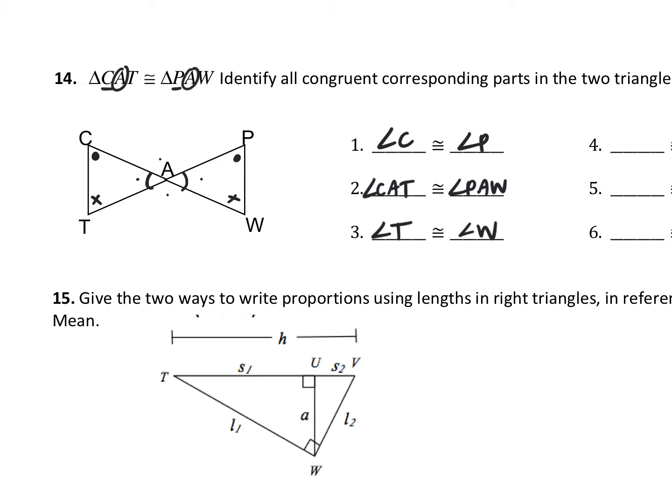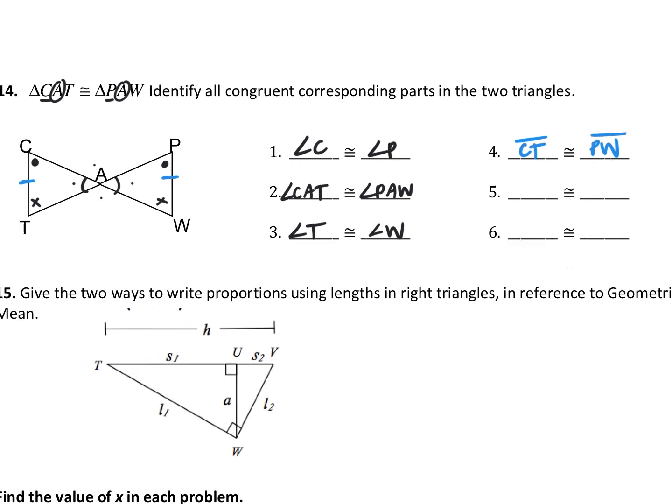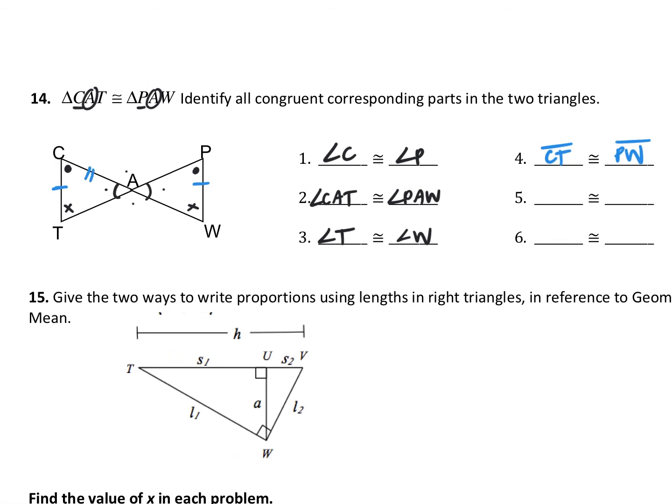Now we need to go ahead and label the congruent side lengths. So I'm going to go ahead and say that we have CT is congruent to PW. It's important to note here that you have to have the line segments on top. Next one, we can go ahead and say that CA is congruent to PA. The order does matter. CA congruent to PA. And lastly, we can say that TA is congruent to WA.